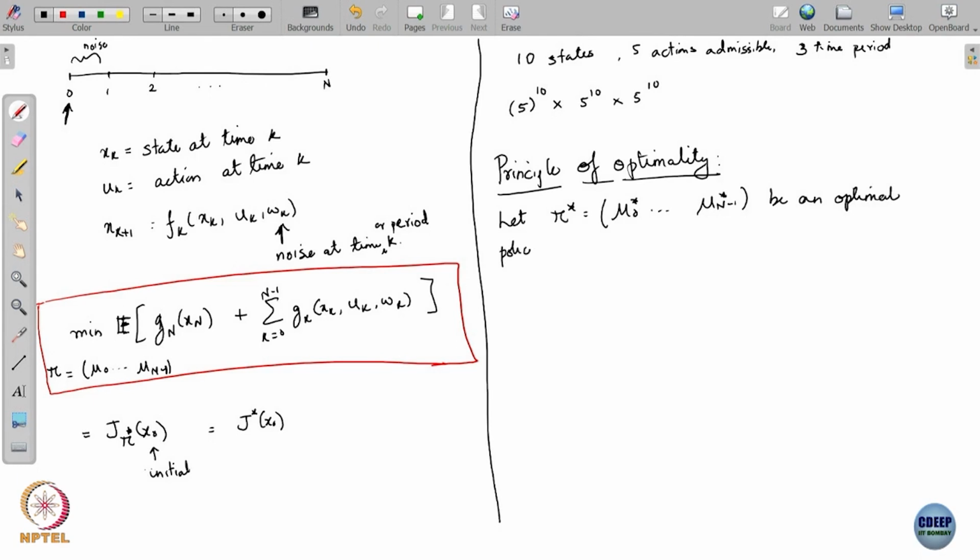be an optimal policy for the dynamic programming problem that we have stated on the left.